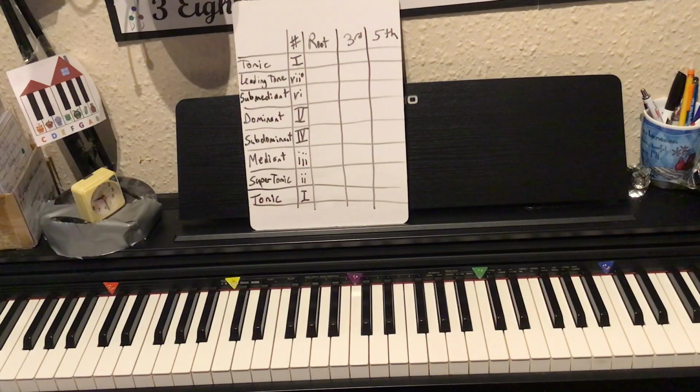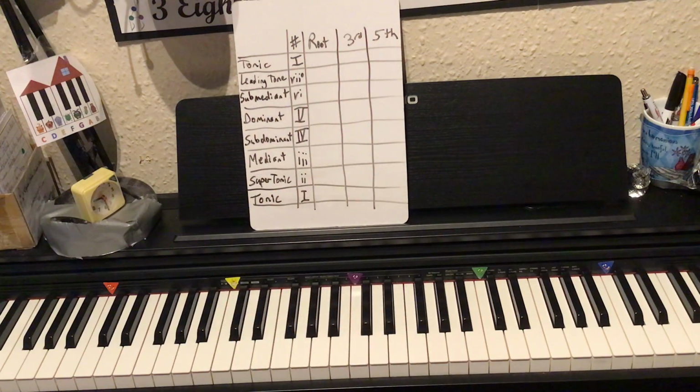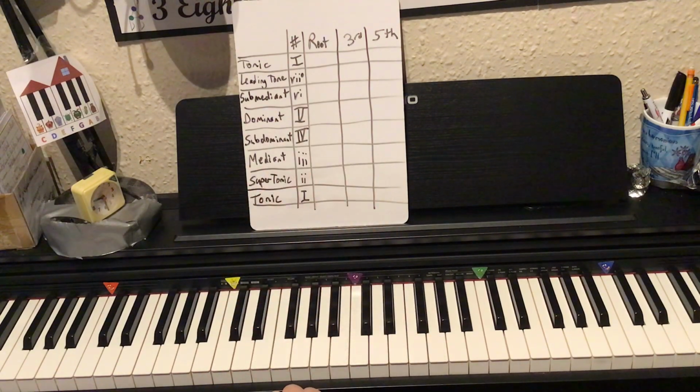I'm going to show you how to make a chord chart to figure out chords in different key signatures. I started off by making this open chart. Nothing's filled in yet, just the chord grid to be able to fill it in. I'm going to show you what happens when we fill it in with whatever key signature we're going to use.